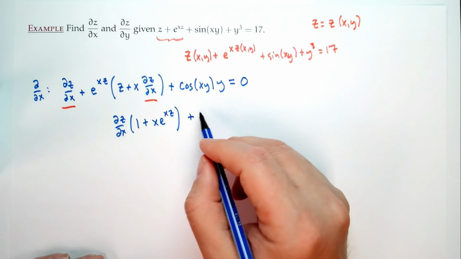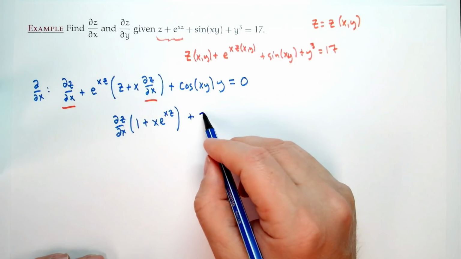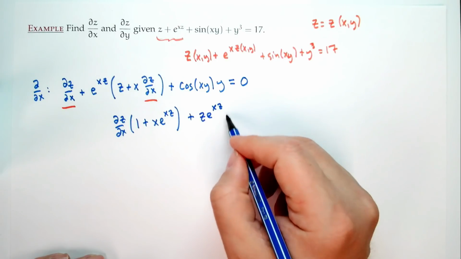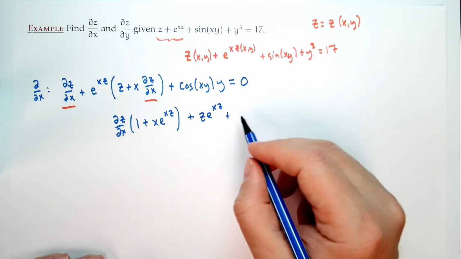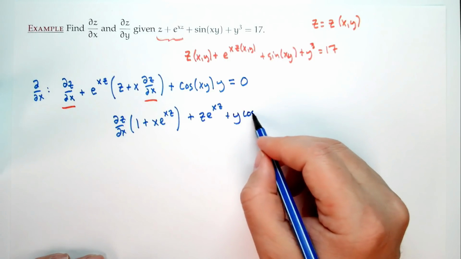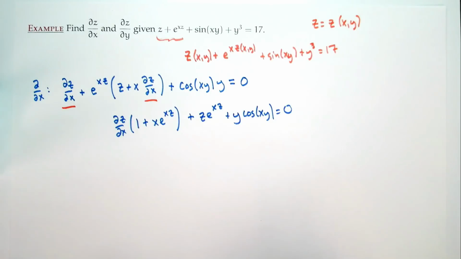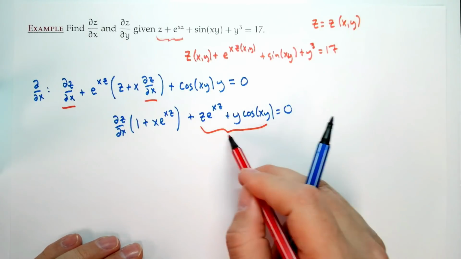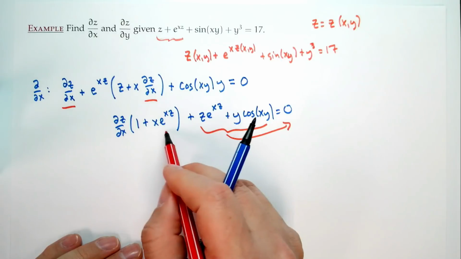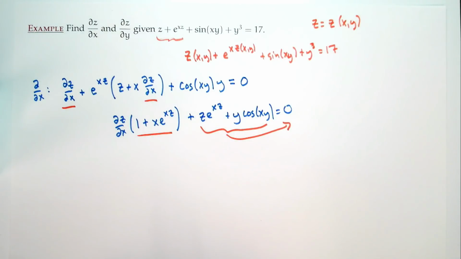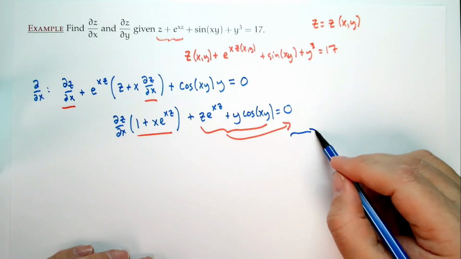So what's there? Well, z e to the xz and cosine xy times y. I'll put the y in front so it looks nicer. y cosine xy equals 0. And at this stage, all right, move that over, and then we're going to divide. So doing that, we get the following.